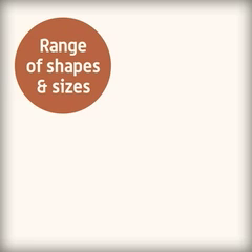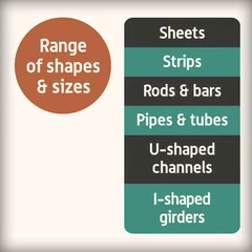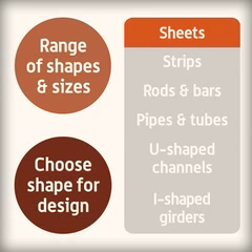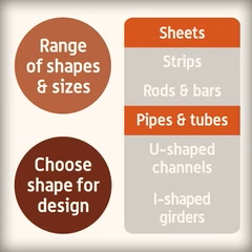Metals come in a range of shapes and sizes: sheets, strips, different shaped rods and bars, pipes or tubes, angles, U-shaped channels and I-shaped girders. This means that manufacturers and designers can buy roughly the size they need to make their design. A circular tabletop would be cut from a sheet of metal and the legs from tubes of metal.